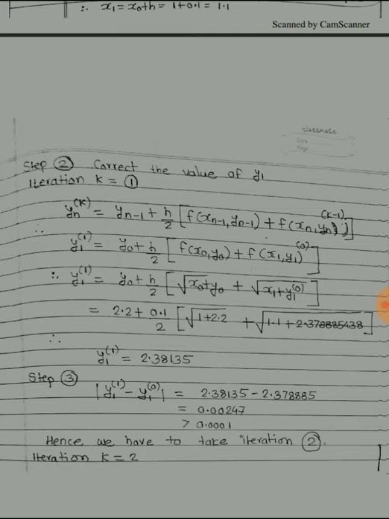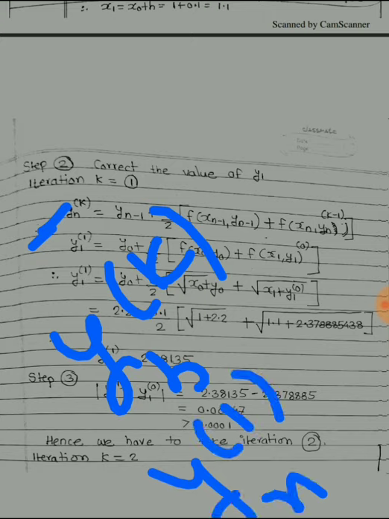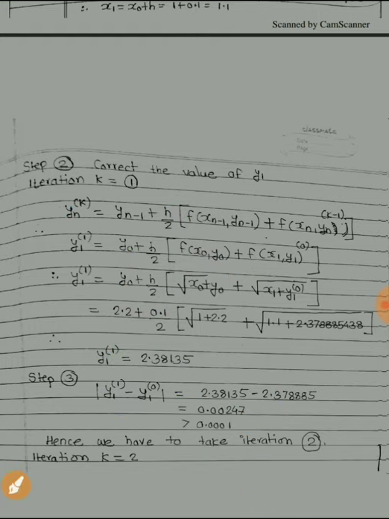So y1 raised to power 1 becomes equal to, and I am writing this from the generalized formula only, yn raised to power k. Here k is the iteration for correction, so this is the first iteration, hence it becomes y raised to 1. N is the first iteration which was completed, that is why this was also 1 here, right? Hence y1 raised to power 1 becomes y0 plus h by 2 into f of x0 y0 plus f of x1 y1 raised to power 0.